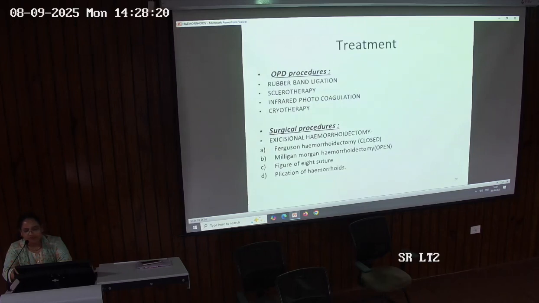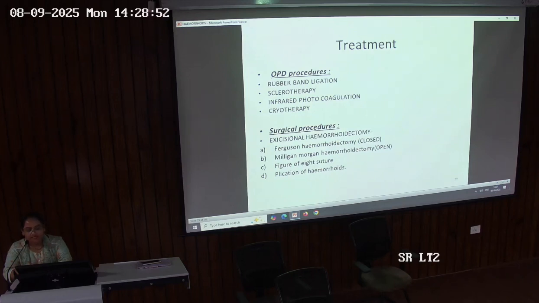Treatment, OPD procedures in grade 3 and grade 4 along with bleeding complication. If a patient has grade 1 hemorrhoids but the patient is saying बहुत ज़्यादा bleeding हो रही है, then we should also go with surgical management. But surgical management is mainly reserved for grade 3 and grade 4. What are the OPD procedures? First is rubber band ligation, second is sclerotherapy, infrared photocoagulation, cryotherapy, laser therapy, radiofrequency therapy.